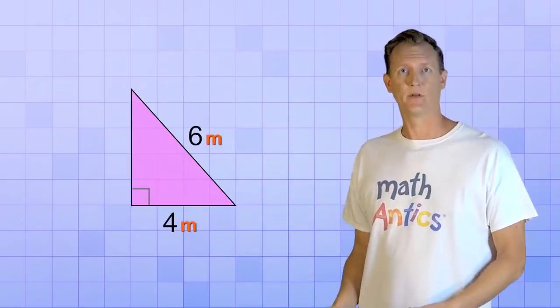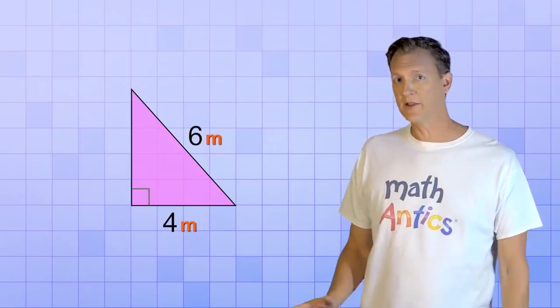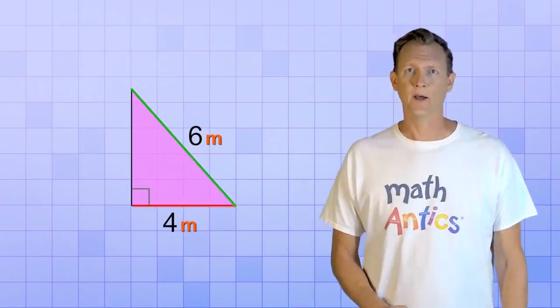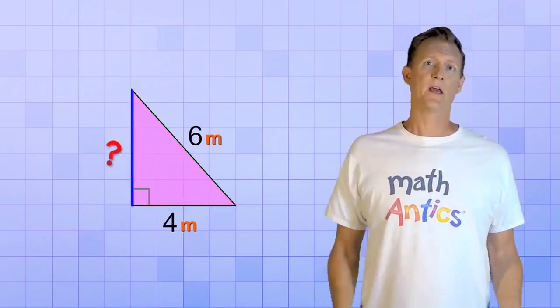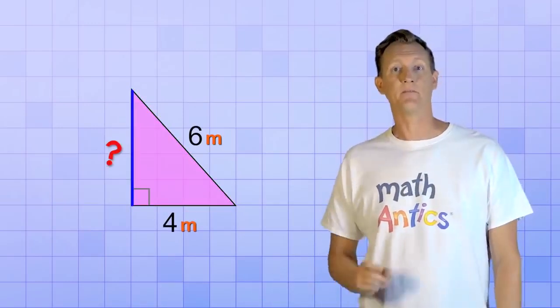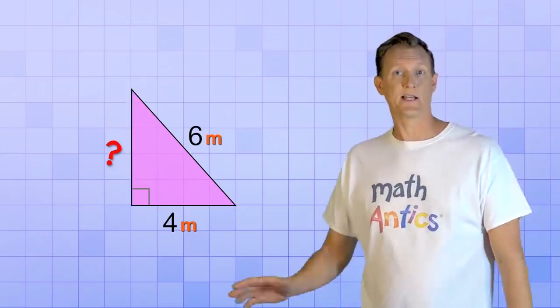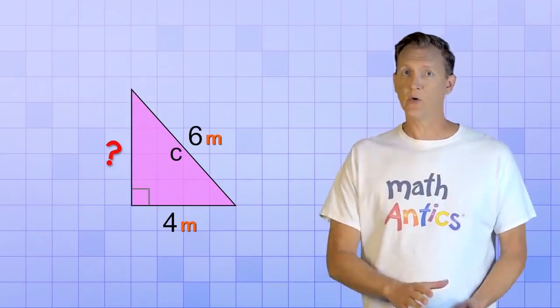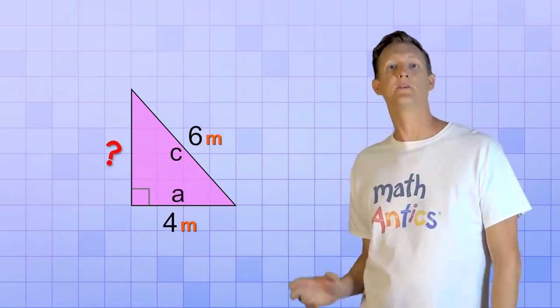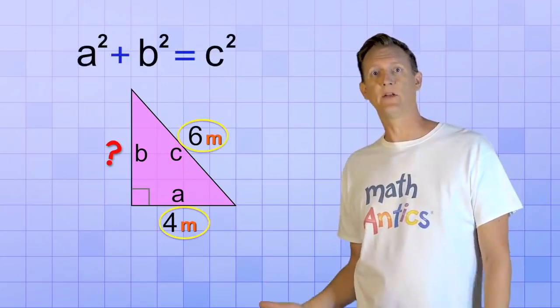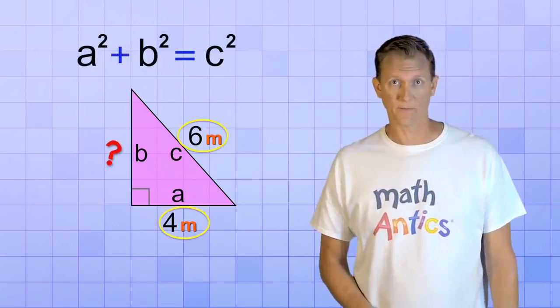Let's try another example. For this right triangle, we know the length of the hypotenuse, 6 meters, and one of the legs, 4 meters. But the length of the other leg is unknown. So let's use the Pythagorean theorem to find that unknown length. As usual, we call the hypotenuse side C. And let's call the leg we know side A, and the leg we don't know side B. Then we can substitute the known values into the Pythagorean theorem and solve for the unknown value.